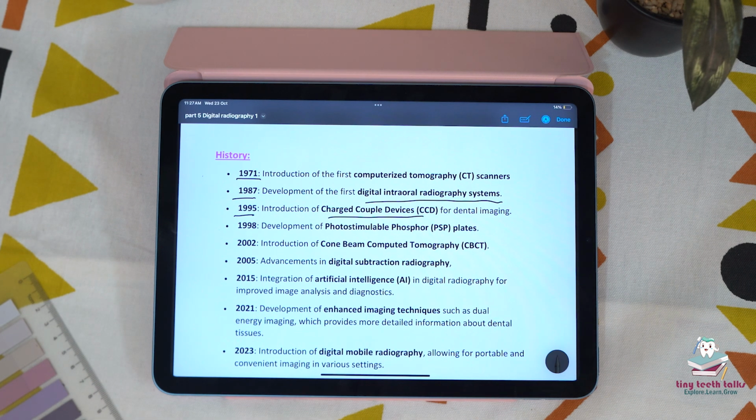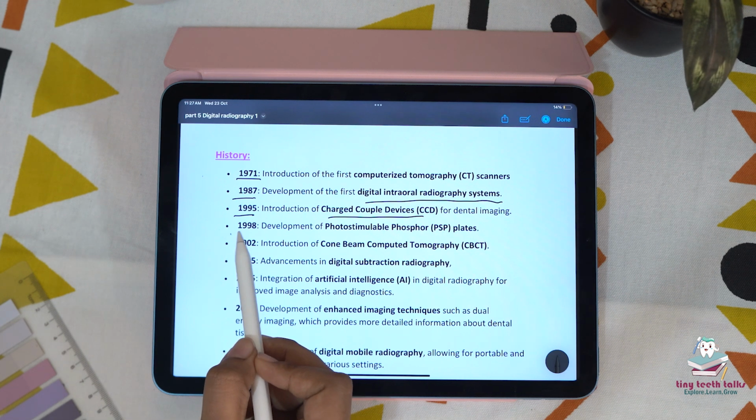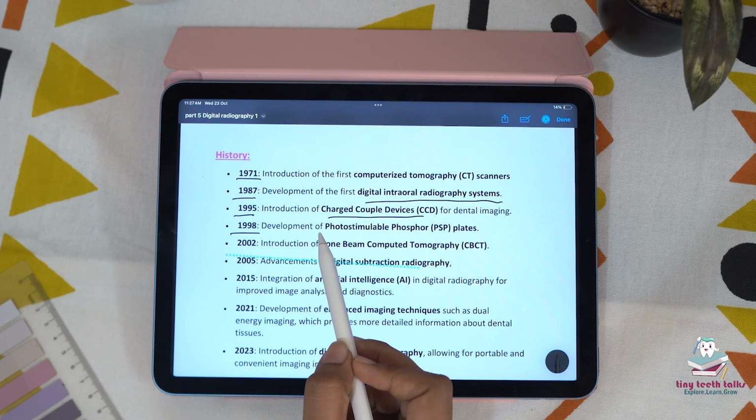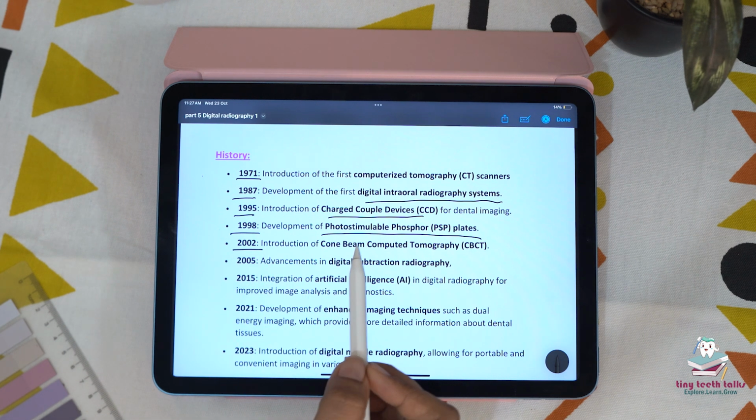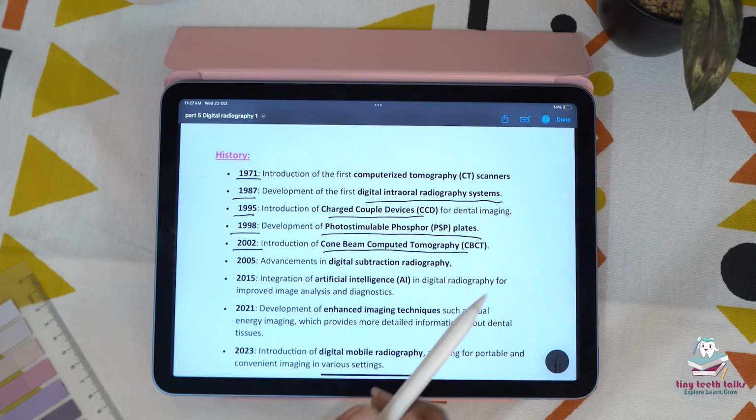CCD sensors provide higher resolution images and faster processing time compared to the earlier digital systems. Then in 1998, there was the development of the photostimulable phosphor plates, PSPs. This plate could store X-ray energy and be read out by a laser scanner, offering reusable imaging plates and lower radiation dose. In 2002, introduction of cone beam computed tomography, CBCT. CBCT provides three-dimensional images, allowing for more precise treatment planning and diagnostics.